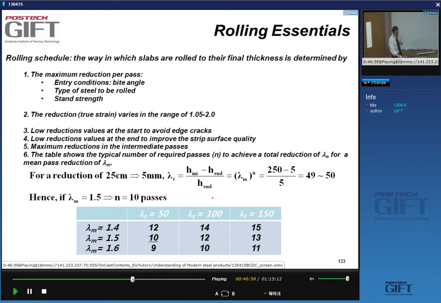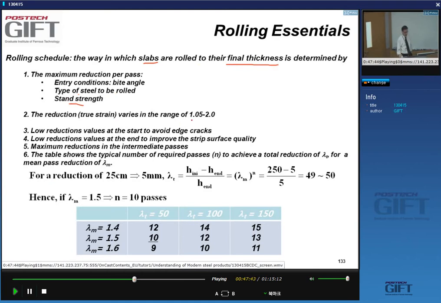So when you visit a hot strip mill, it all looks like nothing special, but every single slab has a specific position with respect to all the other slabs, yes? And the way it's being rolled is also very specific for that slab, yeah? And we call this a rolling schedule. That's the way in which you roll the slabs to their final thickness. The amount of reduction that you give per pass is defined by entry conditions, the type of steels you have, the stands you have, yes?